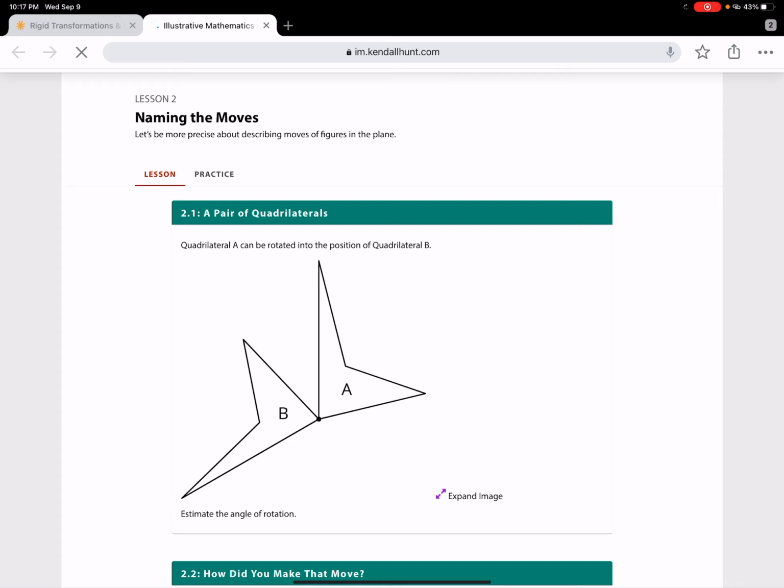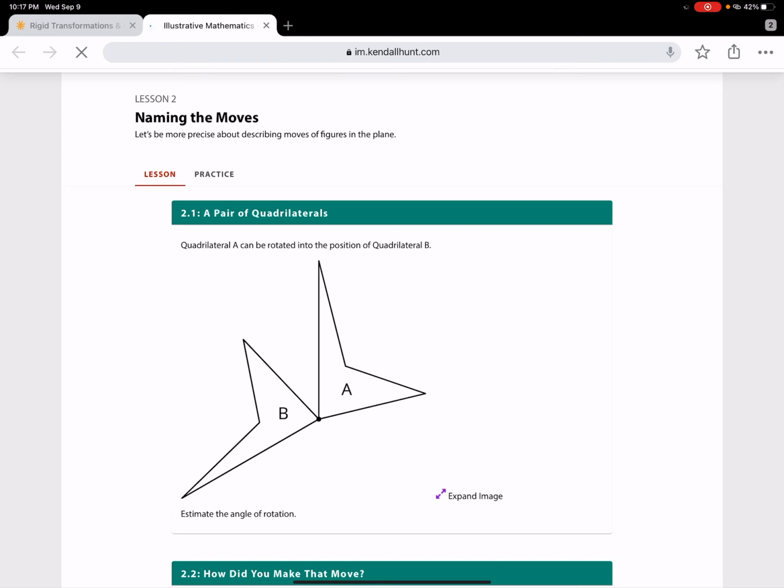The first one, a pair of quadrilaterals. Alright, so I'm going to quickly go through this just to give you a little background. So quadrilateral A can be rotated to quadrilateral B. Quadrilateral, that's a big word, it just means 4 sides. It doesn't matter how those 4 sides are put together. So estimate the angle of rotation. So when they're talking angle, they're talking 90 degrees, 180 degrees, 270, 360.